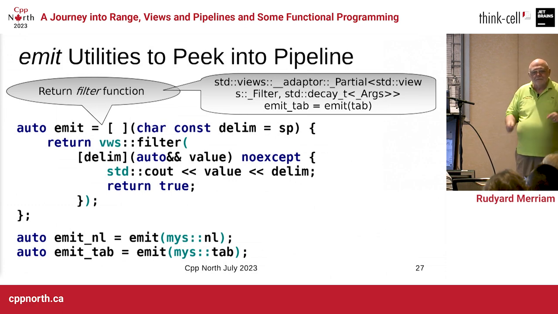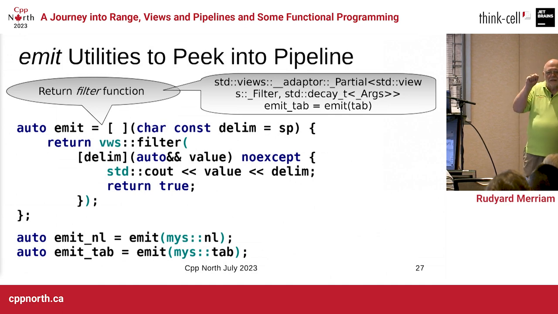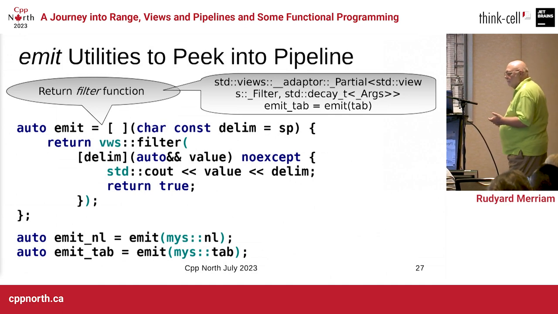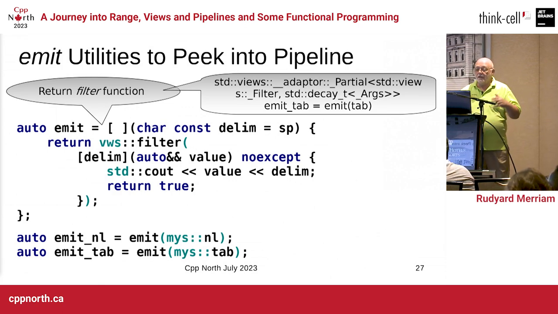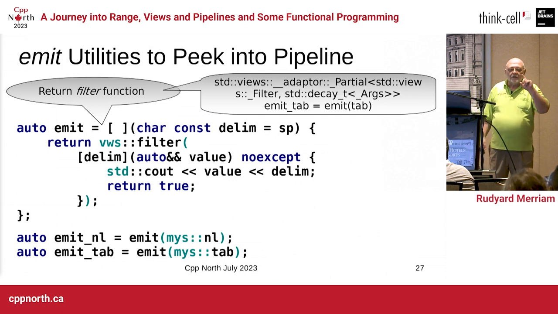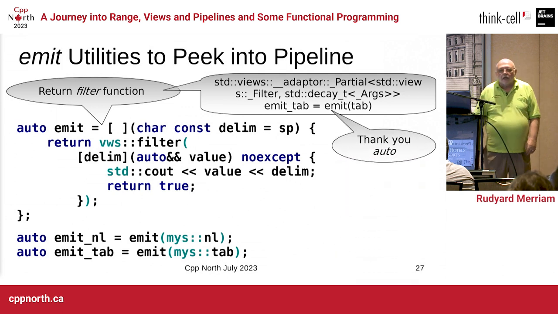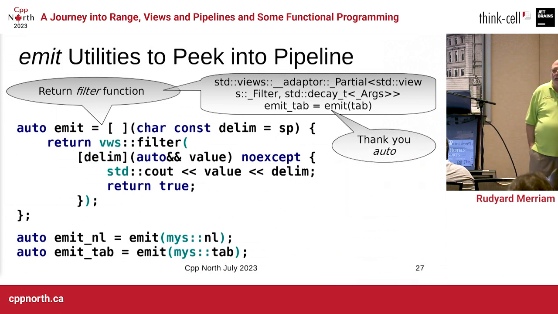So I went into CLion and said, what is this actually returning? And it comes back and gives me this thing: standard views, adapter, partial, standard view. The key word, as I mentioned a slide ago, was range adapter. This is adapter. So that told me, yeah, this is returning the filter itself. And thank you, auto. I would hate to have to type that out and figure out what was supposed to go in there. One of the best things since sliced bread.